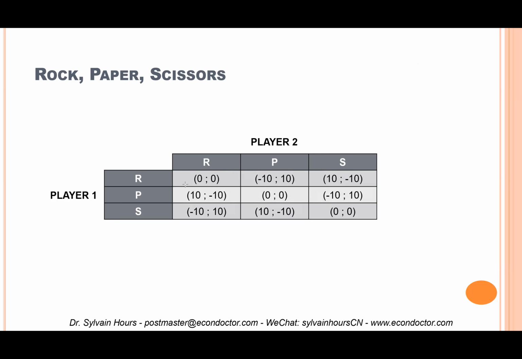What do we see? Of course, on the diagonal, it's rock, rock, paper, paper, scissors, scissors. So it's a draw. Nobody wins, nobody loses, so 0-0. If I look at the first column, player one plays paper, player two plays rock. Player one wins, for example $10, and player two loses and has to pay $10 to player one, assuming that they bet $10.